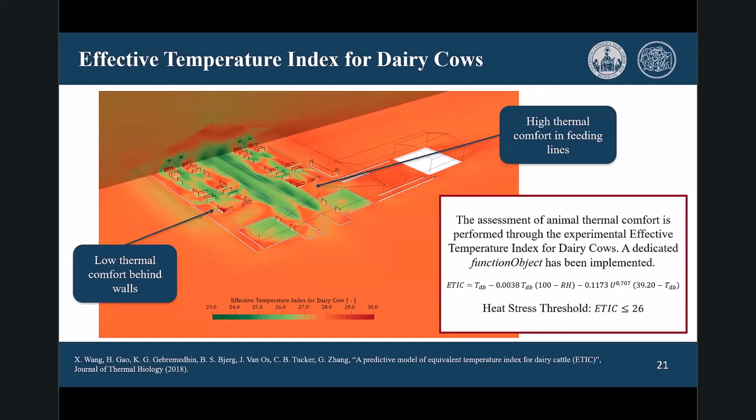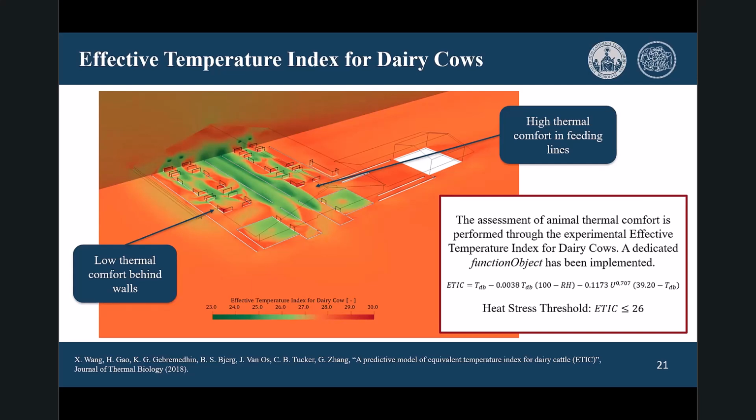Well, at this point, we know the temperature, humidity, and velocity in each single point of the barn. But how is it possible to estimate the thermal comfort for animals? Several authors in literature have correlated animal physiological conditions, for example, respiration rate, heartbeat, and core body temperature, with the external conditions. These authors have created a corrected temperature called the effective temperature index for dairy cows that gives us the benchmark of the thermal welfare for animals.